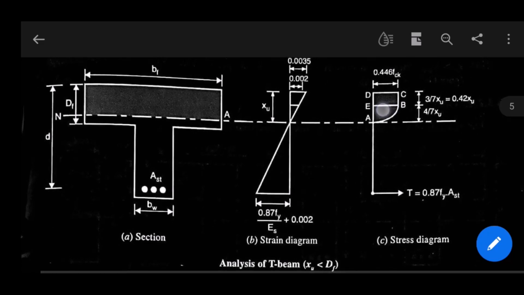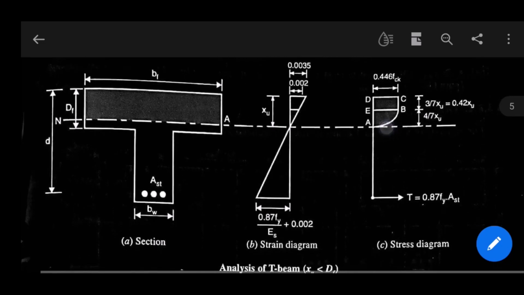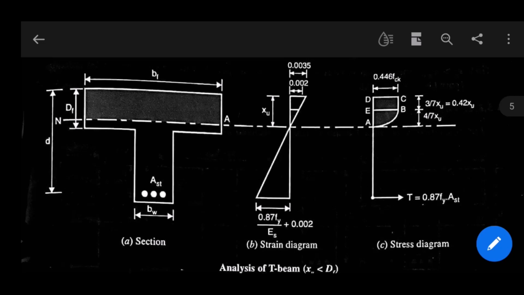Now, in the analysis of the T beam, in the first case, XU is less than DF. That means the neutral axis lies in the flange section. For the strain diagram, the uppermost fiber is 0.0035, and the lower portion is 0.002, and in the tension zone it is 0.87 Fy by Es plus 0.002. This method of analysis is just like a rectangular beam, as you learned in the previous video on single reinforced beam by limit state method. These maximum limit values are known to you if you have seen the previous videos.